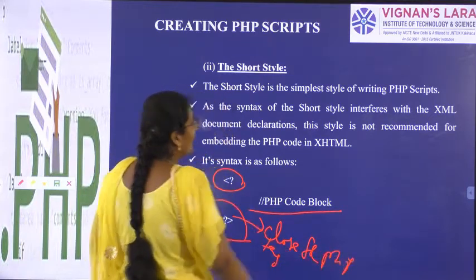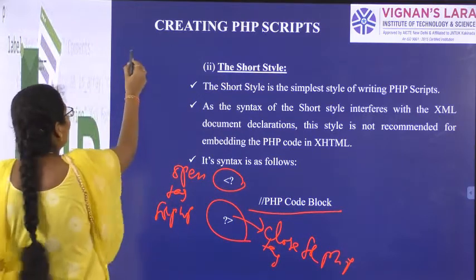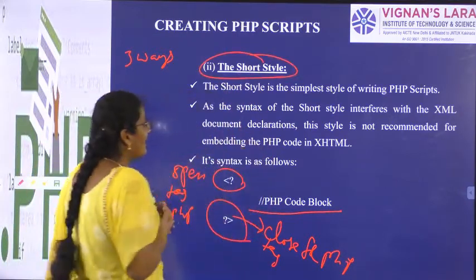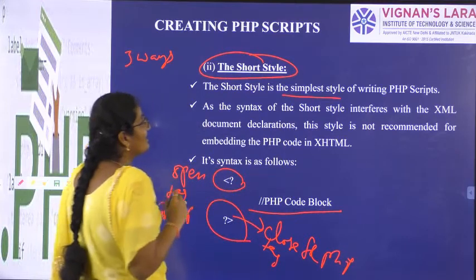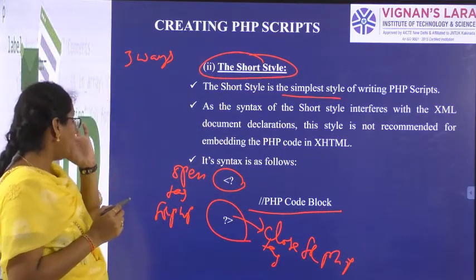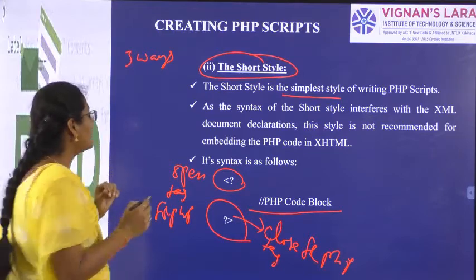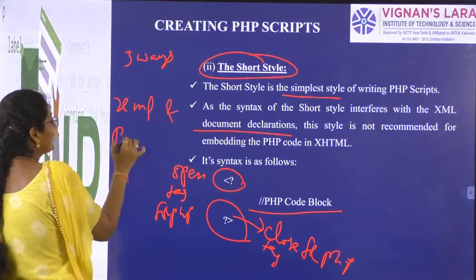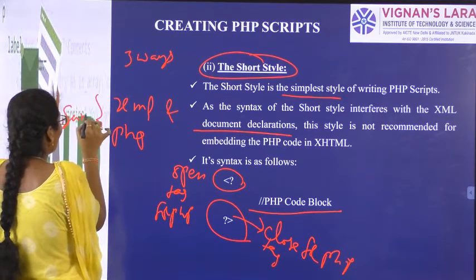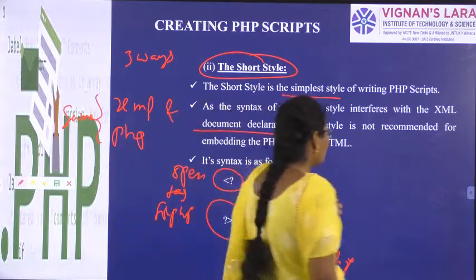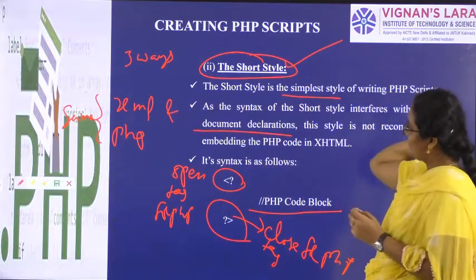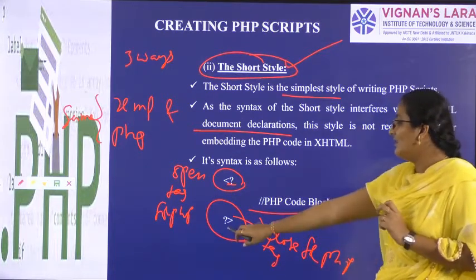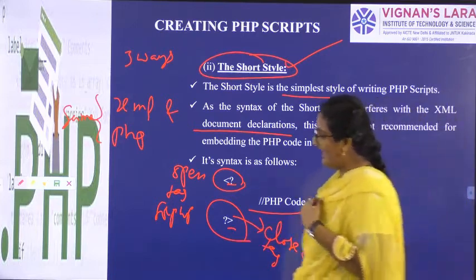So the important thing you need to understand here is that we have three different ways to create the PHP script. In that, the first way is short style, which is the simplest way of creating PHP scripts. What it means actually is that the syntax of short style interferes with the XML document declarations. So the XML declarations and PHP declarations are the same for the short style. The syntax is angular braces with a question mark, which is the opening tag, and a question mark with the angular braces, which is the closing tag for PHP.